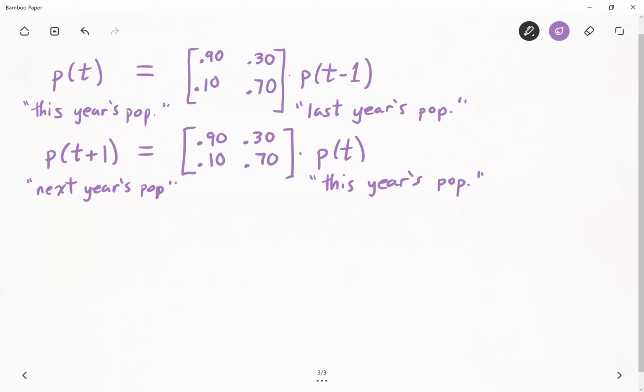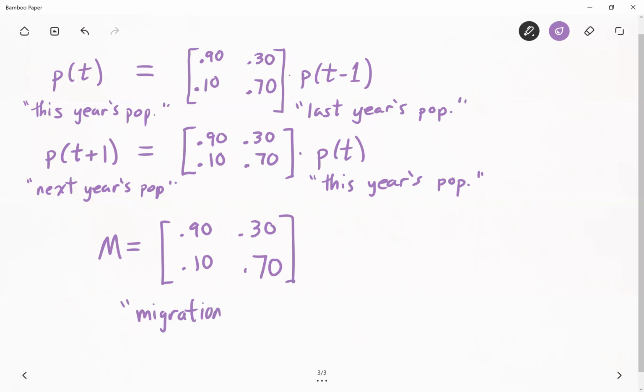And to make the math a little bit simpler, I'd like to think of this matrix with these values in it as the migration matrix. And so in this case, we have 0.90, 0.30, 0.10, and 0.70. I'd like to think of this as a migration matrix. It gives us the percentages of the population which move from region to region.